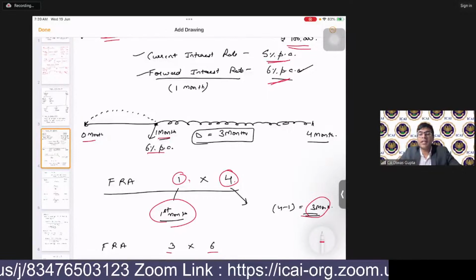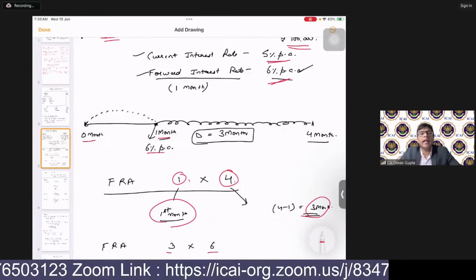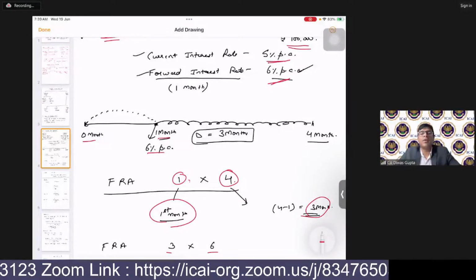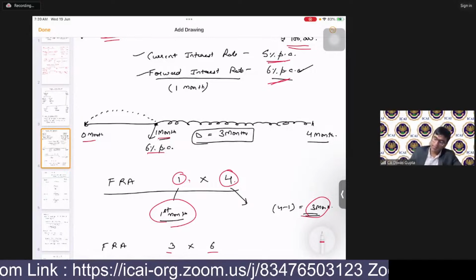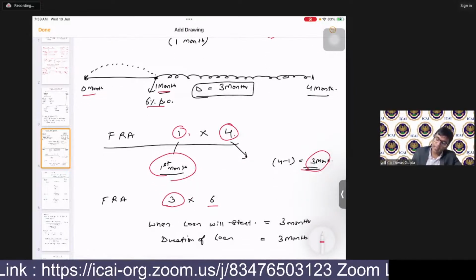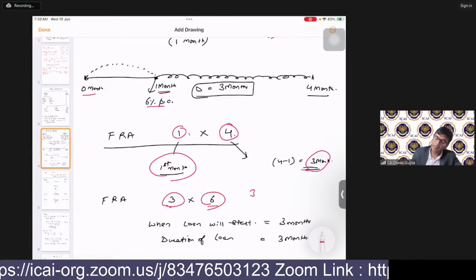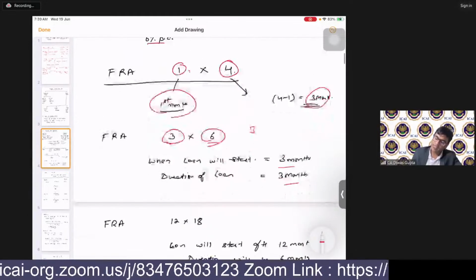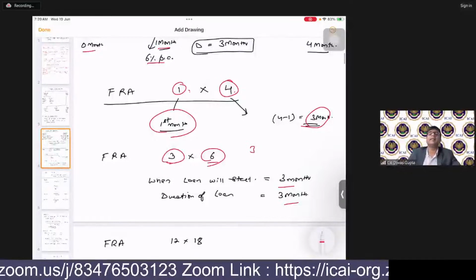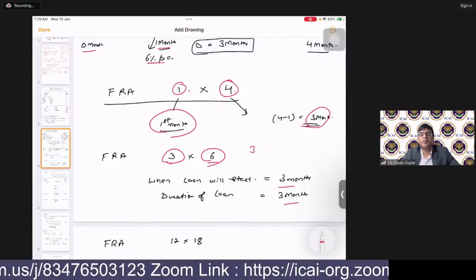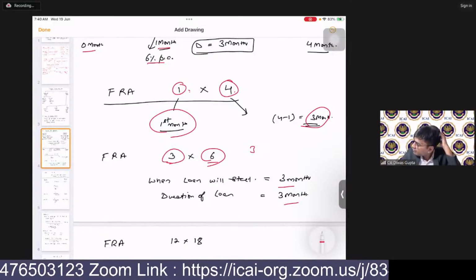So loan starting when? Yes, Abrikesh. 3 months and ending on 6th month. Yes, perfect. So 3/6 is starting on 3rd month and ending on 6th month. Or we can say starting on 3rd month for a tenure of 3 months. Very good. 12/18. Yes, come on. This is a bit different. 12/18 will mean what?